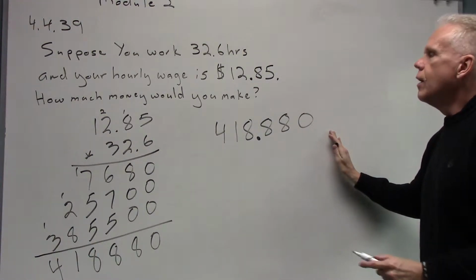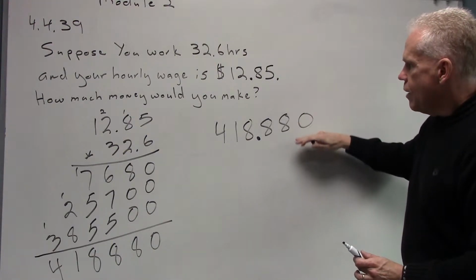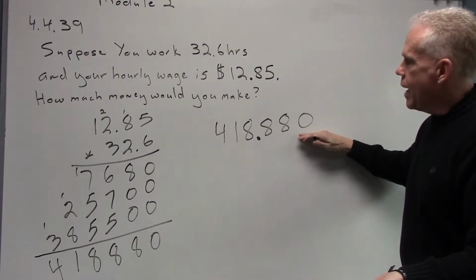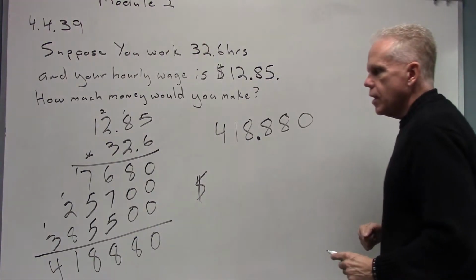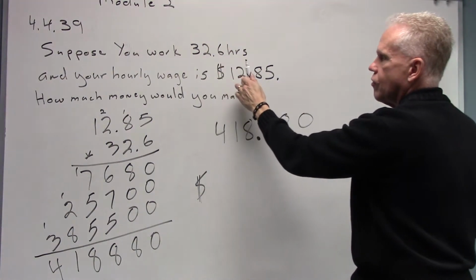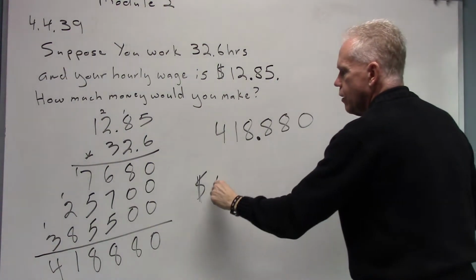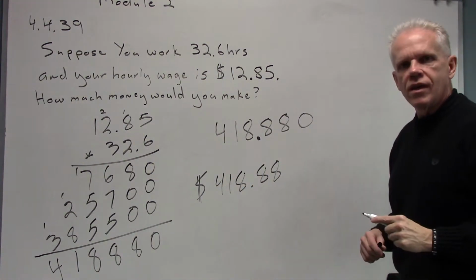Now remember, this third decimal place when we're talking about money is not really important, or we would need to round it, but it's a 0 here, so we can drop it. So the amount of money that we would make, the gross pay for working 32.6 hours at $12.85 an hour, is $418.88.